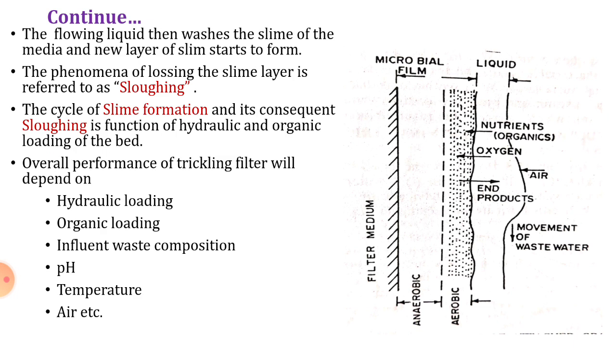The flowing liquid washes the slime off the media and a new layer of slime starts to form. So as the thickness increases, as the anaerobic zone or layer increases, the sloughing or breaking of the slime layer starts and it gets carried with the moving wastewater. The phenomenon of losing the slime layer is referred to as sloughing. The cycle of slime formation and its consequent sloughing is a function of hydraulic and organic loading of the bed.